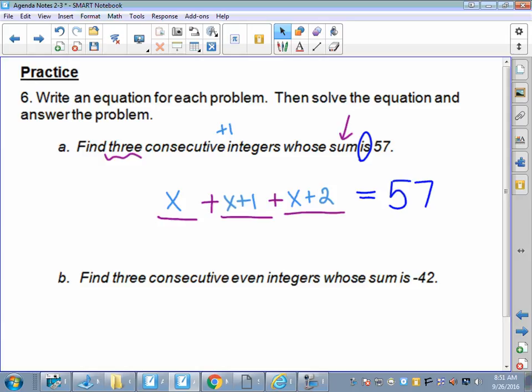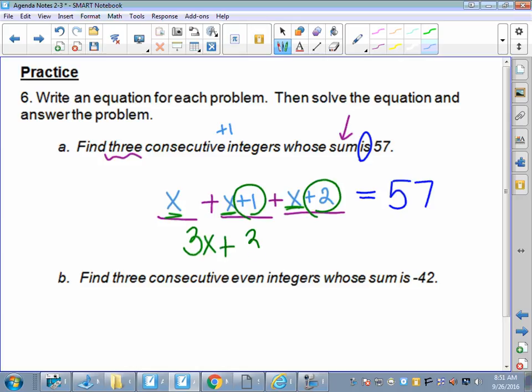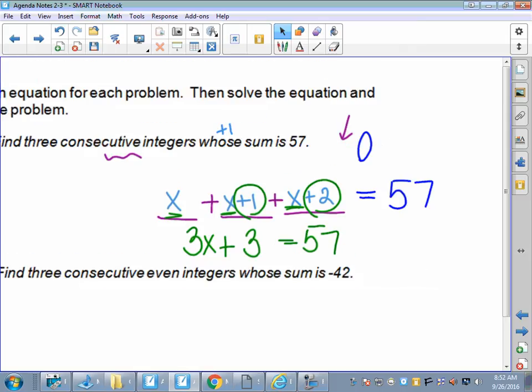So now I've got like terms. I've got an x plus an x plus an x. That's a 3x plus, I've got 1 plus 2, and that's still got to be equal to 57. And now I've got myself a two-step equation.